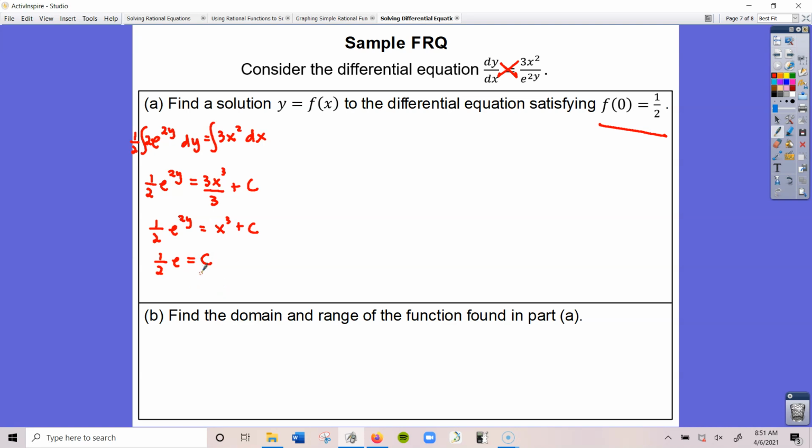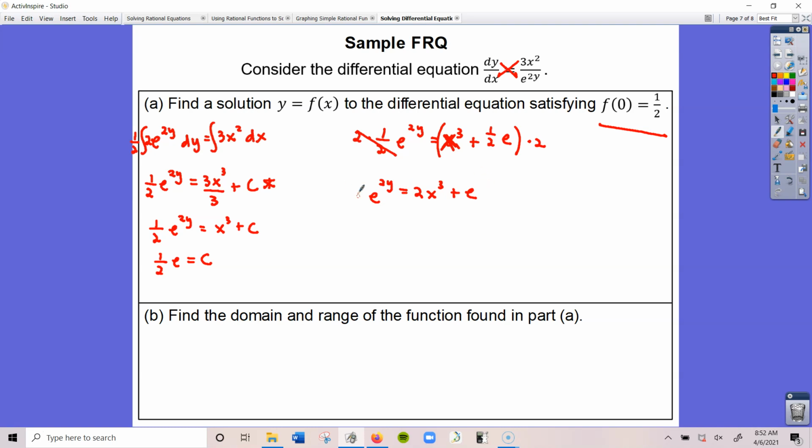So now from our general solution, we can plug in c. So we get 1/2 e raised to the 2y is equal to x to the third plus c, which is 1/2 e. We want to solve for y, so what we can do here is multiply by 2 to get rid of that 1/2. So we get e raised to the 2y is equal to 2x to the third plus e.